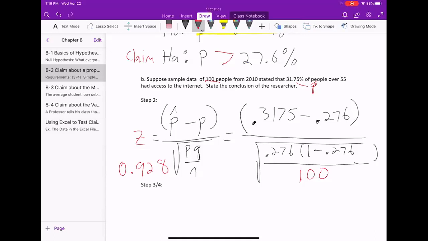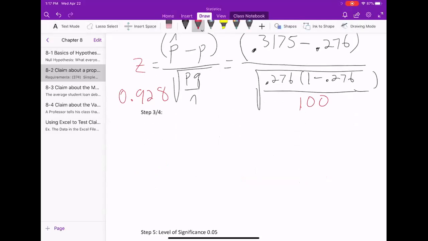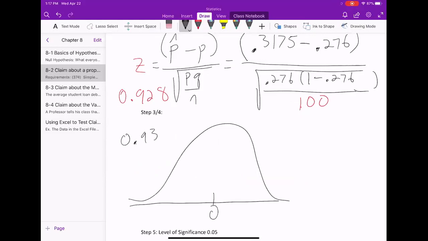So where do we go to find 0.928? So remember, this is a z-score. Let's go down here. Let me scroll down a little bit. We draw our picture. This is a z-score, so I know it's centered at 0. Remember, our z-scores are 2 decimal places, so 0.928 becomes 0.93, which means that is right here, about.